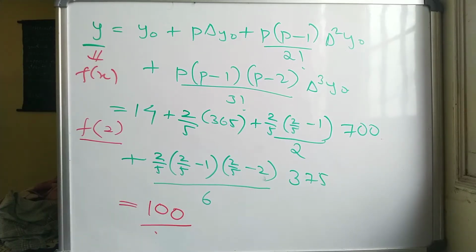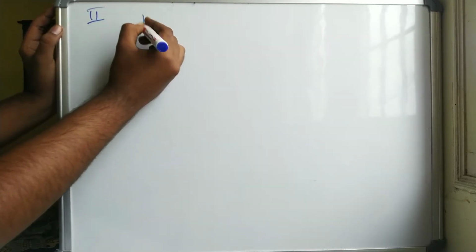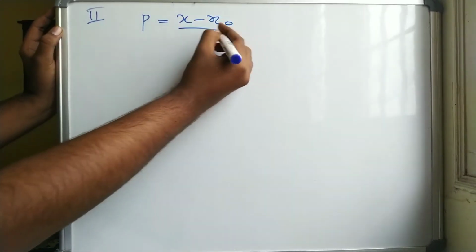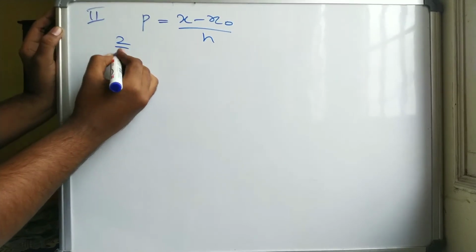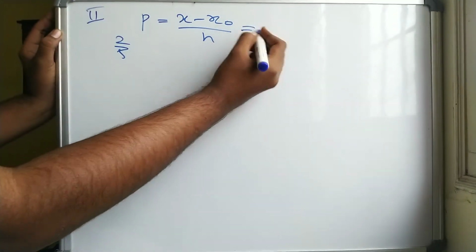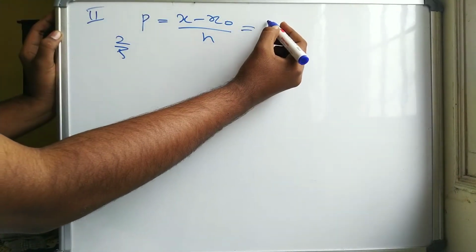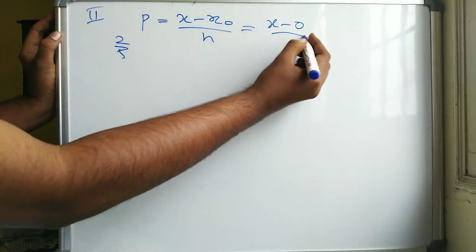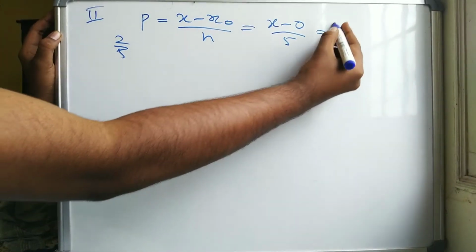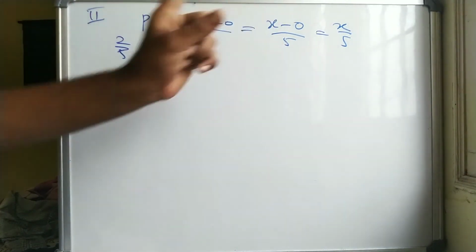Okay, so the second method you can apply here, I'll show you the second method also. We found p in the first method as 2 by 5. Instead of that, no need to substitute the value of 5. This is the second method, no need to find the value of x. Instead, you can do x minus x naught, 0, divided by h, which is 5, so x by 5, keep it as it is. No need to substitute the value of 2, I mean like x value is 2.